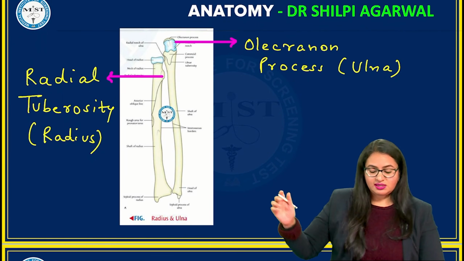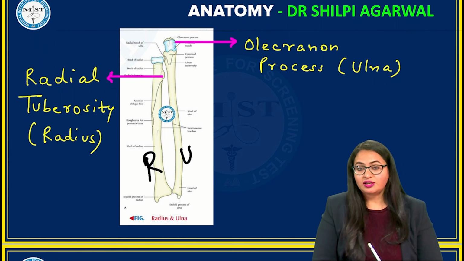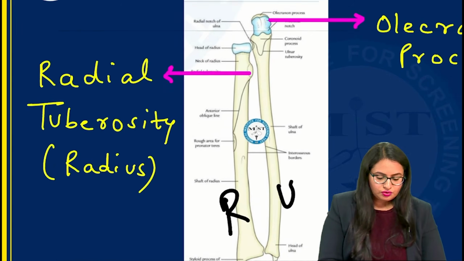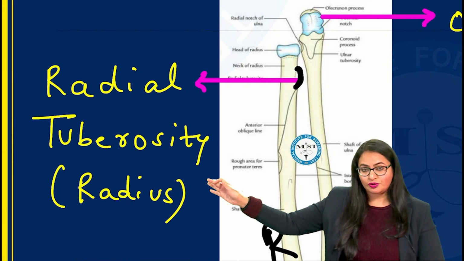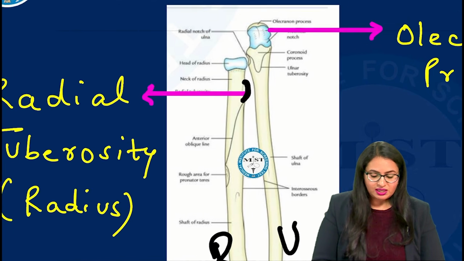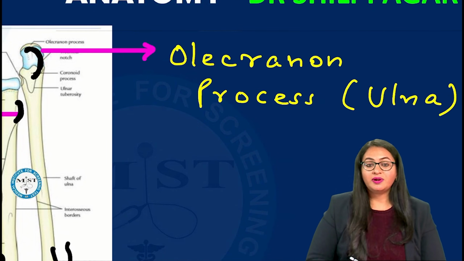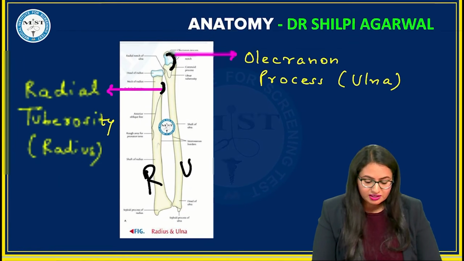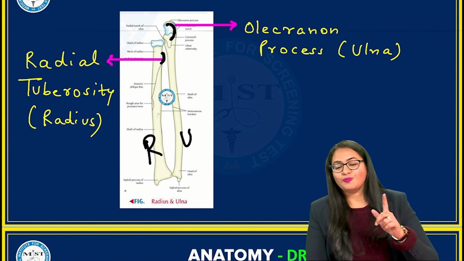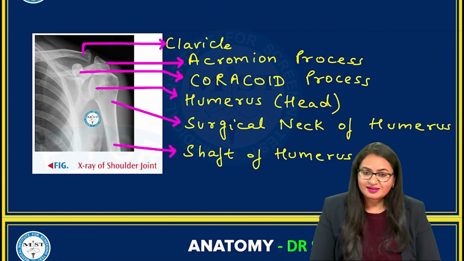Coming to the radius and ulna, you can very easily identify that this is the radius bone and this is the ulna bone. In the radius, you have a very important landmark, a prominence over here, which is termed the radial tuberosity. And in the ulna, what do you see? This projection towards the upper end of the ulna is known as the olecranon process. The radial tuberosity gives attachment to biceps, and the olecranon process gives attachment to the triceps.